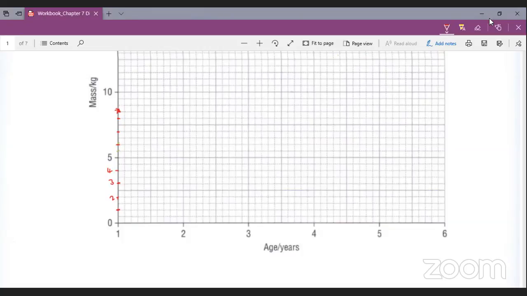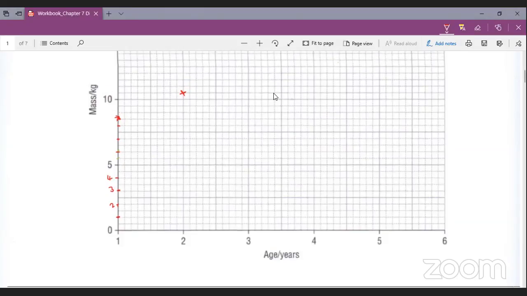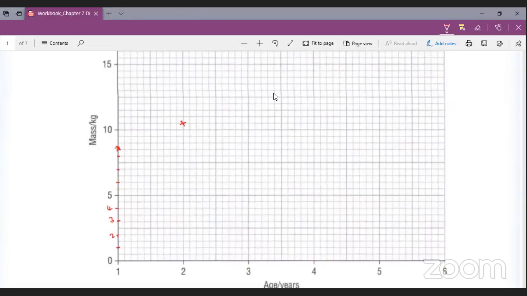Then the second one: when the age is 2, it is 10.5. So you trace from 2 here, then you move to 10, and 10.5 is going to be somewhere around this place. When the age is 3, the developing country has a mass of 13. You're going to have to come down a little bit. Then you trace from 10, 11, 12, 13, 14 is here, and 13 is what we're looking for. So you trace 13 to 3. It's going to be somewhere around this place.